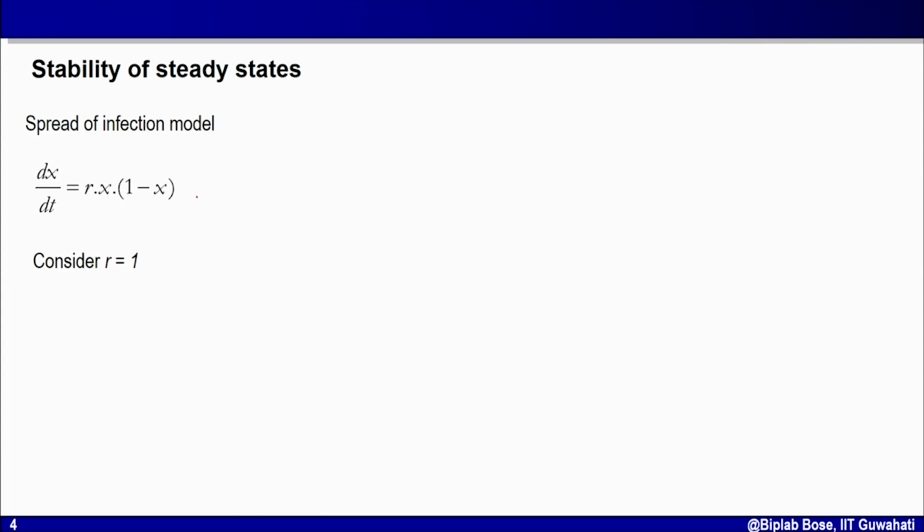The system is represented by an ODE, dx/dt is equal to r into x into (1 minus x). If you remember, x is the fraction of population that is infected with the disease. Let us consider r equal to 1. It will be easy for our calculation. And now we will first find out the steady states of the system, and then we will try to understand the issues of stability of the steady states for this system.